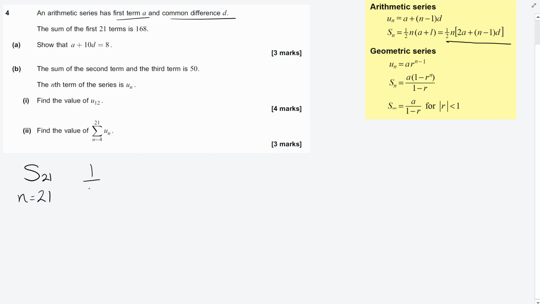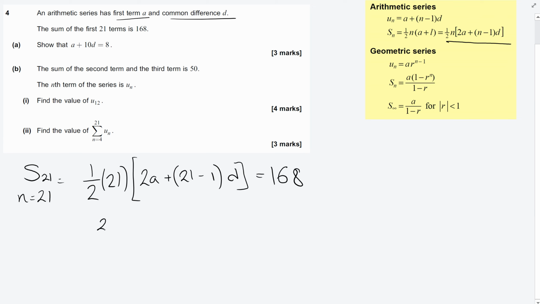So it's a half of 21, and all of that is multiplied by 2a. We don't know what a is, because we're just trying to show that it's a plus 10d equals 8. We do know what n minus 1 is. So let's just take our time here. 21 take away 1 times d, and we don't know what d is either. But what we do know, using this formula, is that that is equal to 168. So half of 21, so 10 and a half, or 21 over 2, multiplied by 2a plus 20d, and all of that is equal to 168.